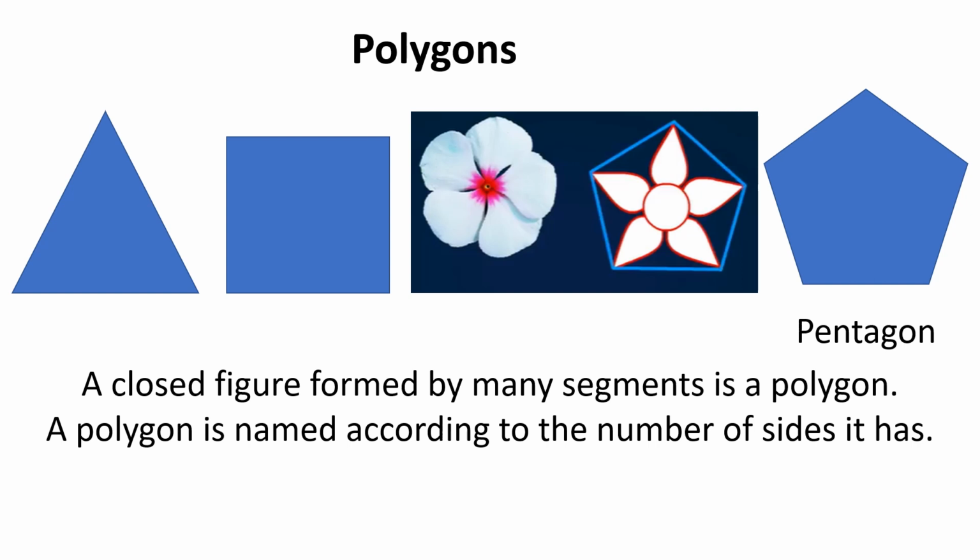So one of the polygons given in your syllabus is the pentagon. A polygon is named according to the number of sides it has. So take a flower, and along the boundary of the petals of the flower, just draw an outline and you will get a pentagon. Now this pentagon as shown here has more than 4 line segments. How many? Just count: 1, 2, 3, 4 and 5. So this is a pentagon, which has 5 line segments.